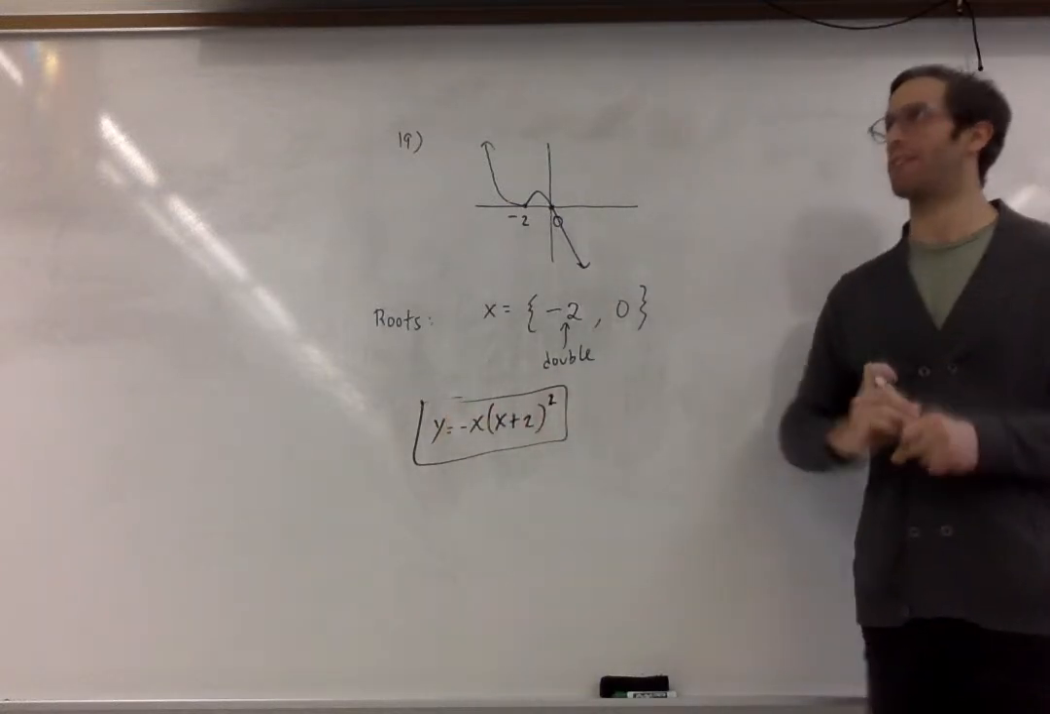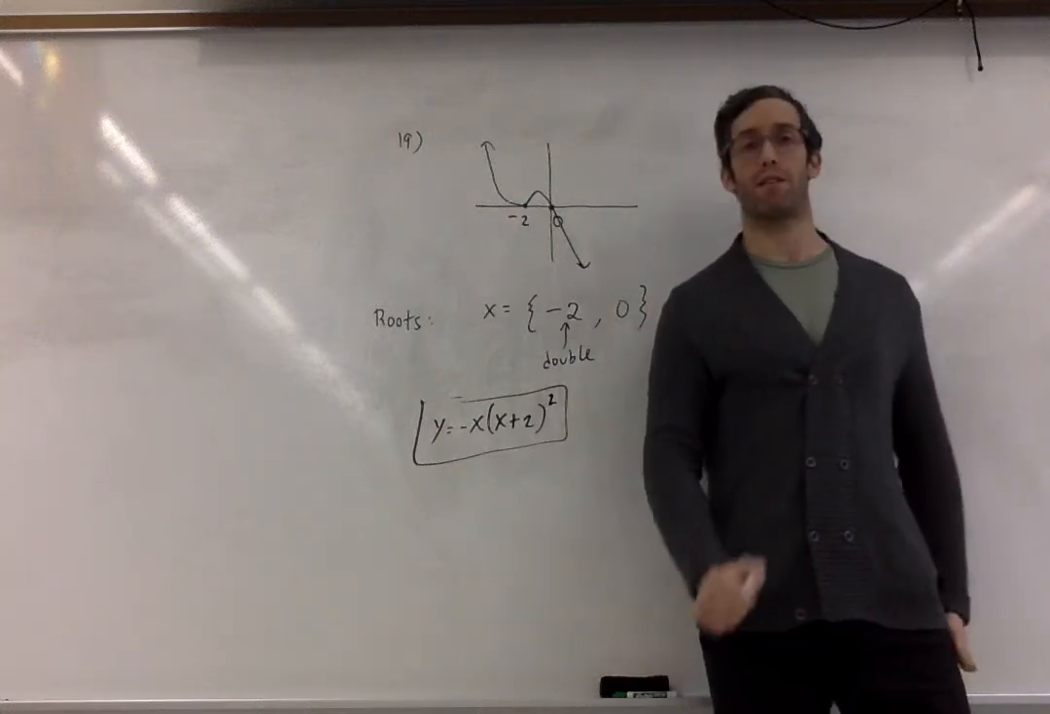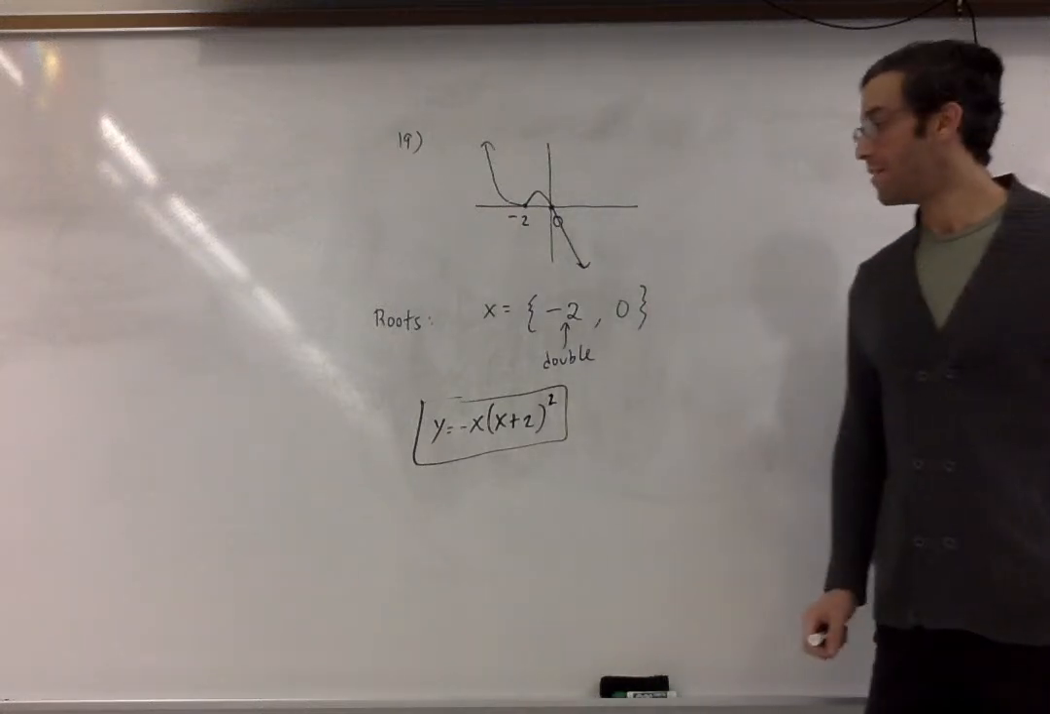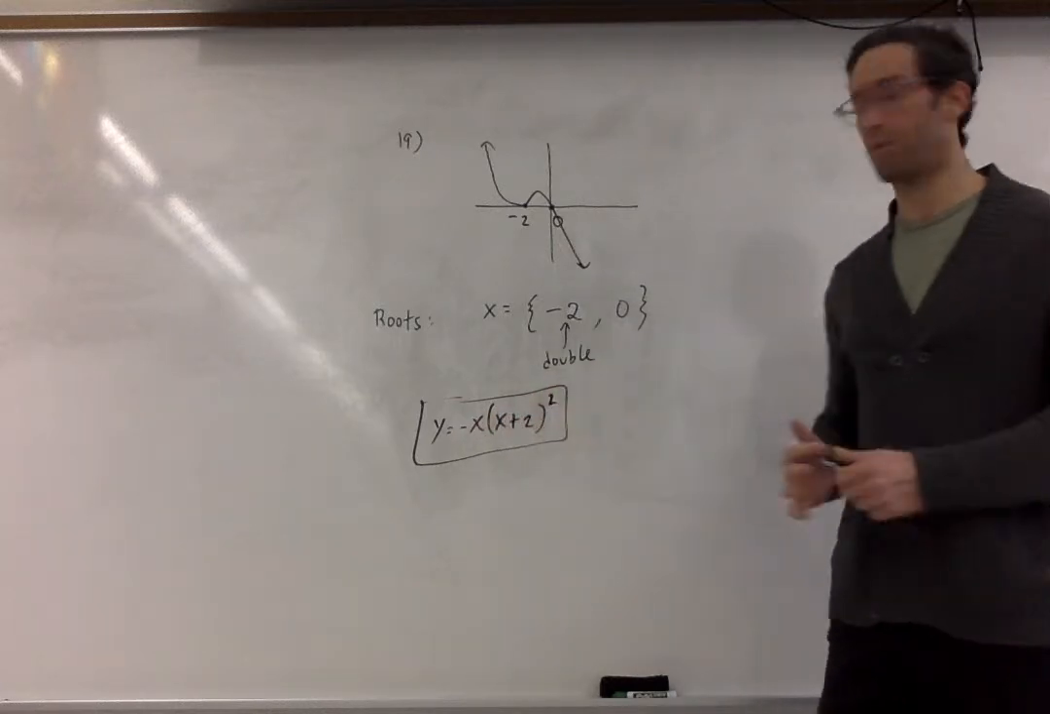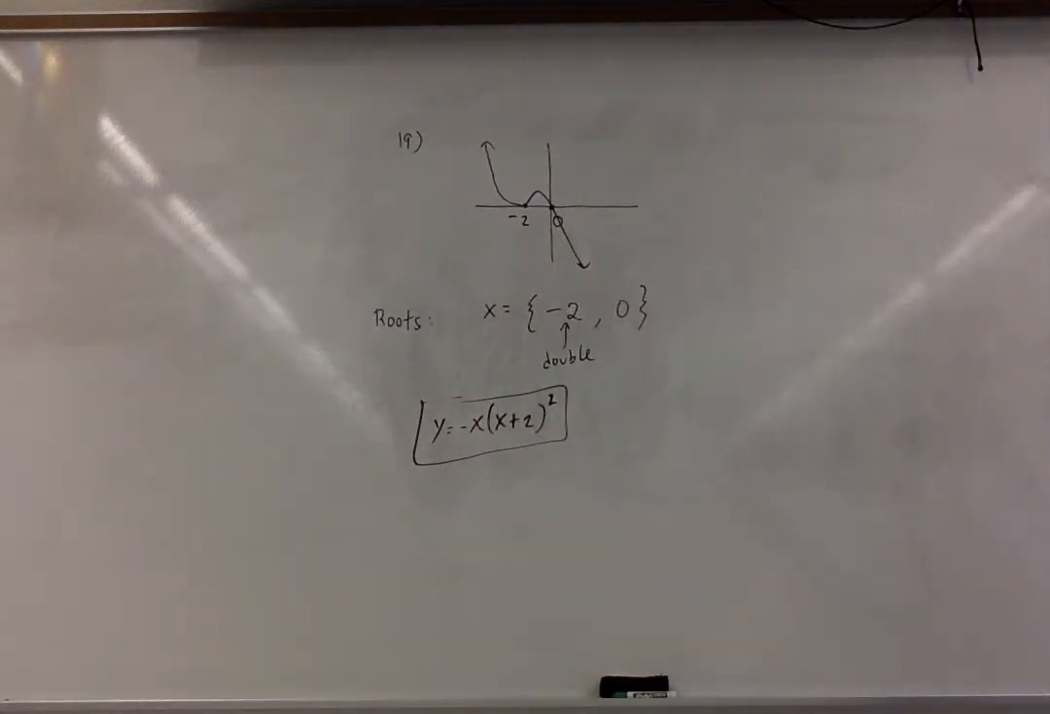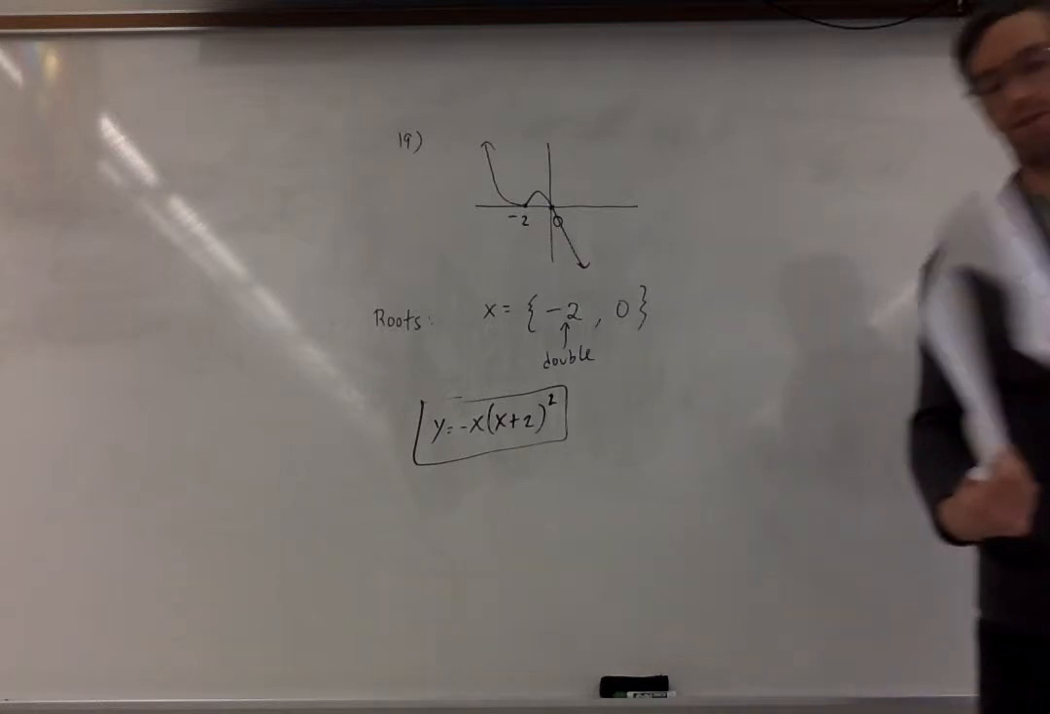I'm trying to rush to get through this before the end of this set, all right? So no excuses. I should have gotten that right the first time. Anyway, it's -x times (x + 2) squared. You can use technology if you're stuck on that.